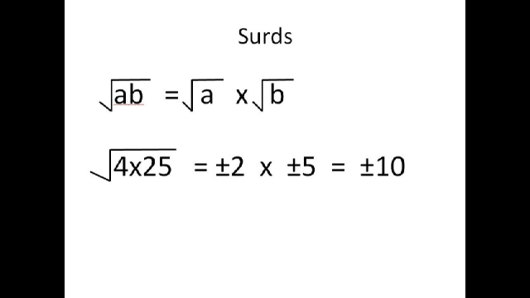There's a few really basic surd rules, like root AB is the same as root A times root B. If you don't believe me, try it on a calculator. For example, root 4 times 25 is the same as root 4 times root 25, and root 4 is plus or minus 2, and root 25 is plus or minus 5, so root 100 is plus or minus 10.